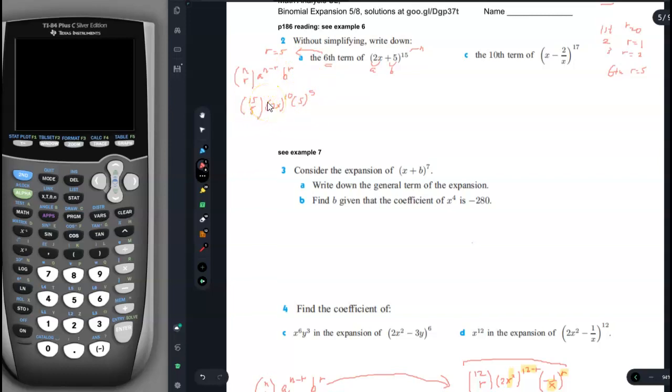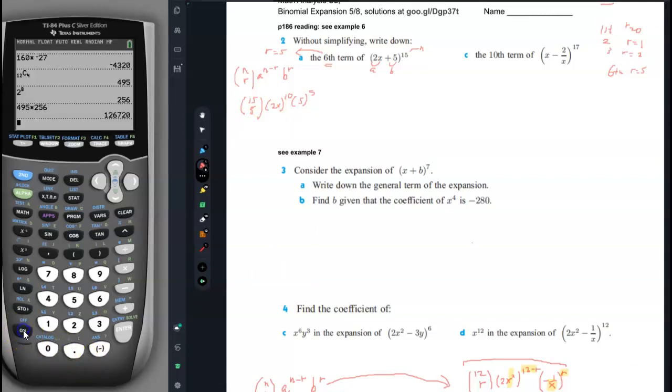What is 15 choose 5? Well, we don't want to build Pascal's triangle out to row 15. So let's do math, probability, and nCr. And then we're just going to do 15 choose 5. And it's 3003. So I'm going to put 3003.